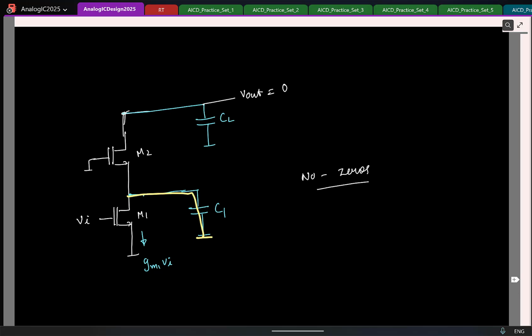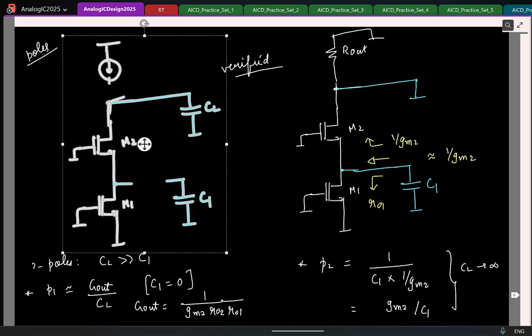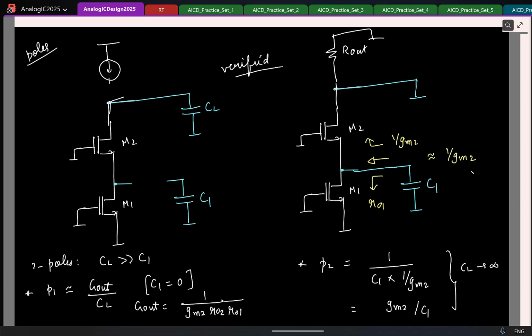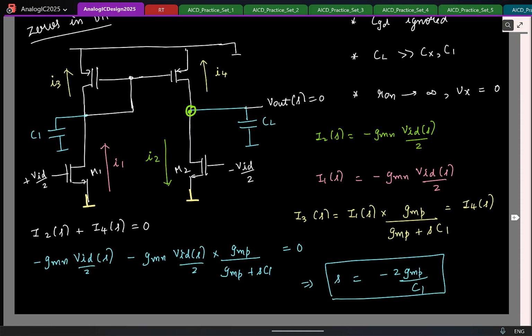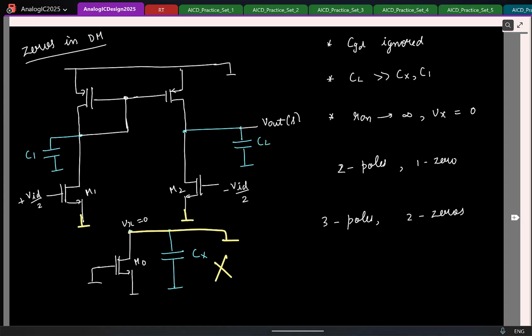So for Cascode, we just saw we have 2 poles and no zeros. Cool. So after looking at the 5 transistor OTA, what did we do to increase the gain? We understood Cascode. Then what was the topology we came up with? Telescopic Cascode. So let me try to draw this here.